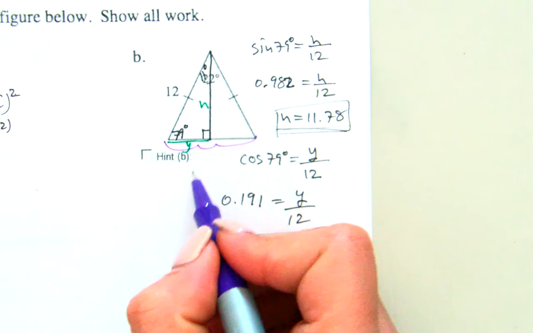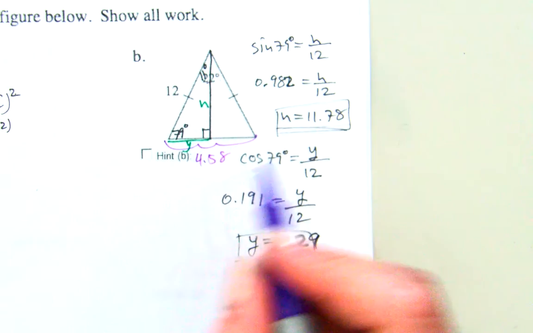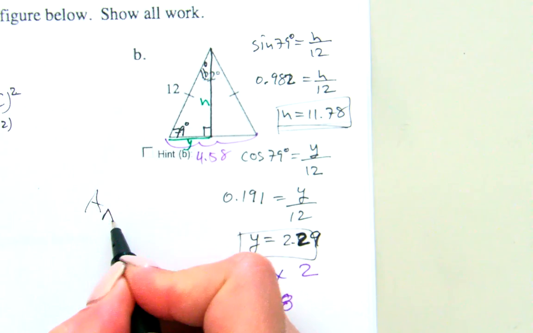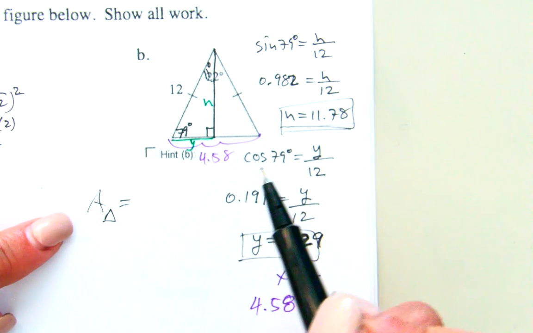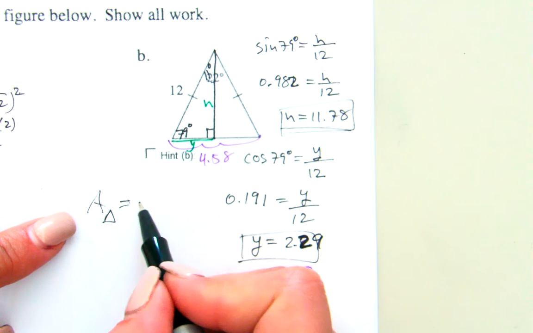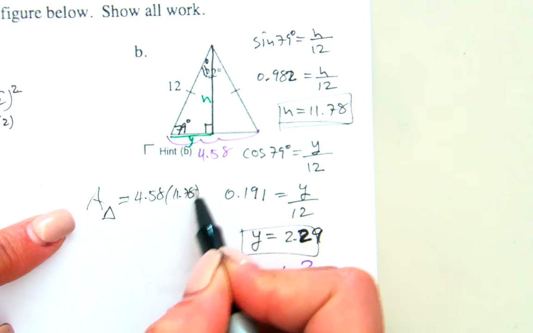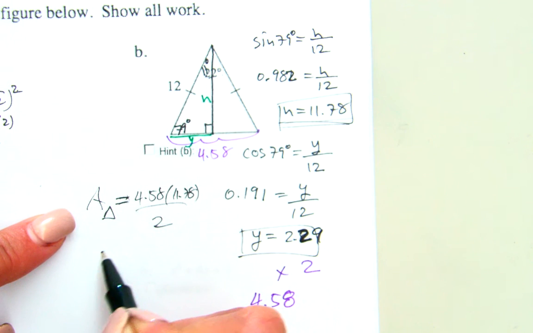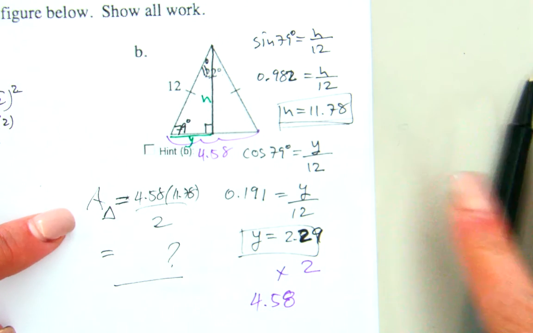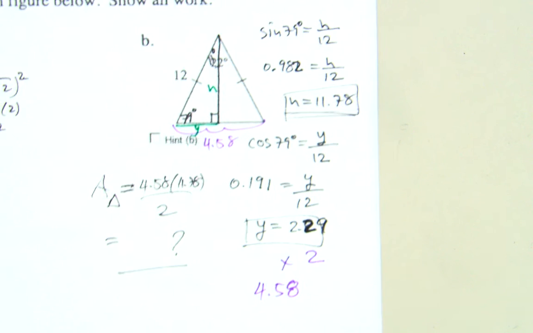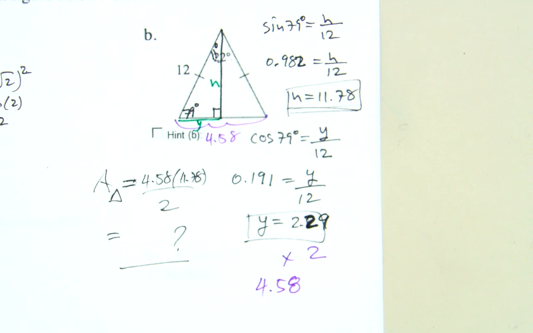So the whole base is 4.58, and the height is 11.78. So we're going to have the area of your triangle. What is the base? Base 4.58 times the height 11.78, all divided by 2 because it's a triangle. And then what does that equal to? Wow, that actually took longer than I thought it was going to take. All right, I'll see you guys in class later.